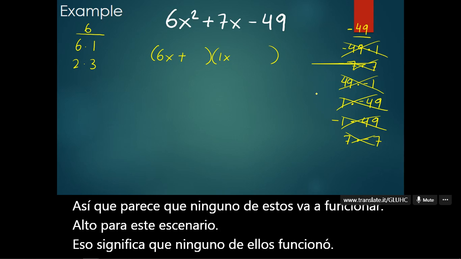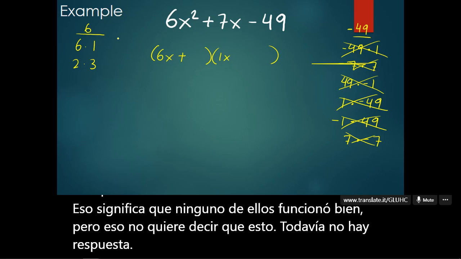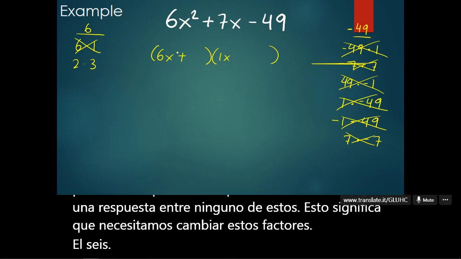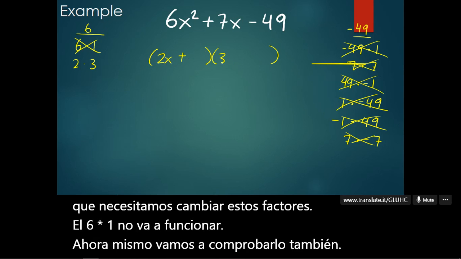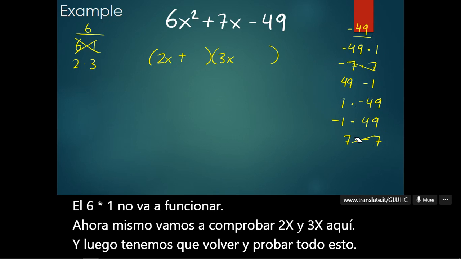But that's not to say that there's still not an answer between any of these. This means that we need to switch these factors, okay? The 6 times 1 is not going to work. All right, now let's check 2x and 3x here. And then we have to go back and test all of these out.